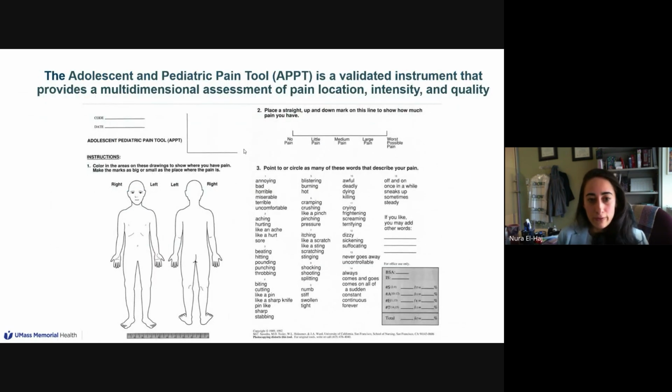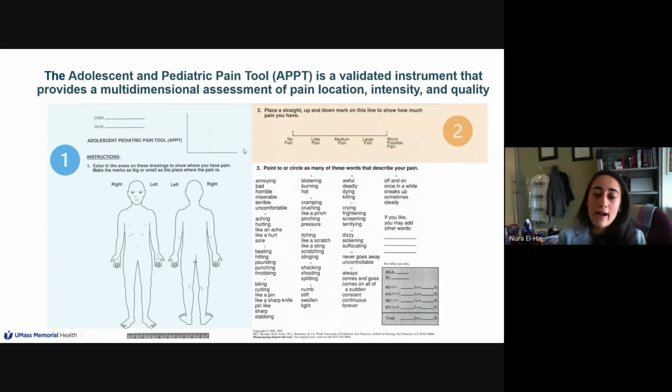Then this is really the tool that I was talking about that does involve some words and some language. This is called the Adolescent Pediatric Pain Tool. It's a validated instrument, and what's nice about it is that it's a very multi-dimensional way of assessing pain. First, pain location: tell me on this drawing, circle areas where you're having pain. Then for pain intensity, can we have a patient qualify that in other ways that are not just 1 to 10?